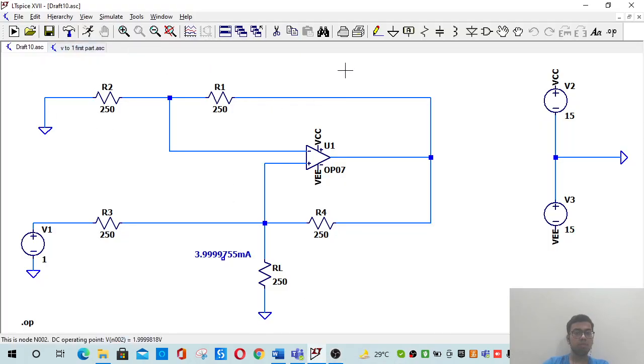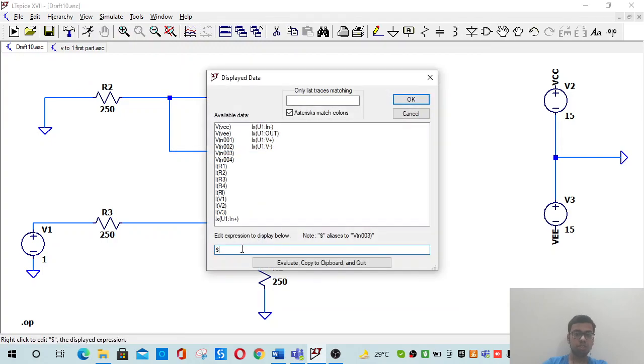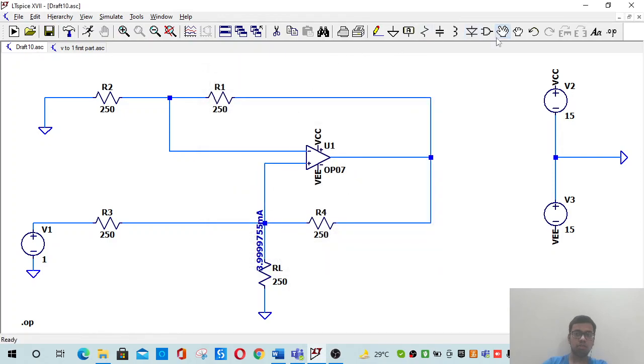So there was some problem in the circuit connections. We have rectified it. This is the same circuit, just the wiring went wrong here and there. So I'll be rerunning the simulation. Okay, here we go. When we run it, we simply click over here. We need to change this value to IRL, and here we see it is 3.99, which is very close to 4 milliamps. So this is right for 1 volt.